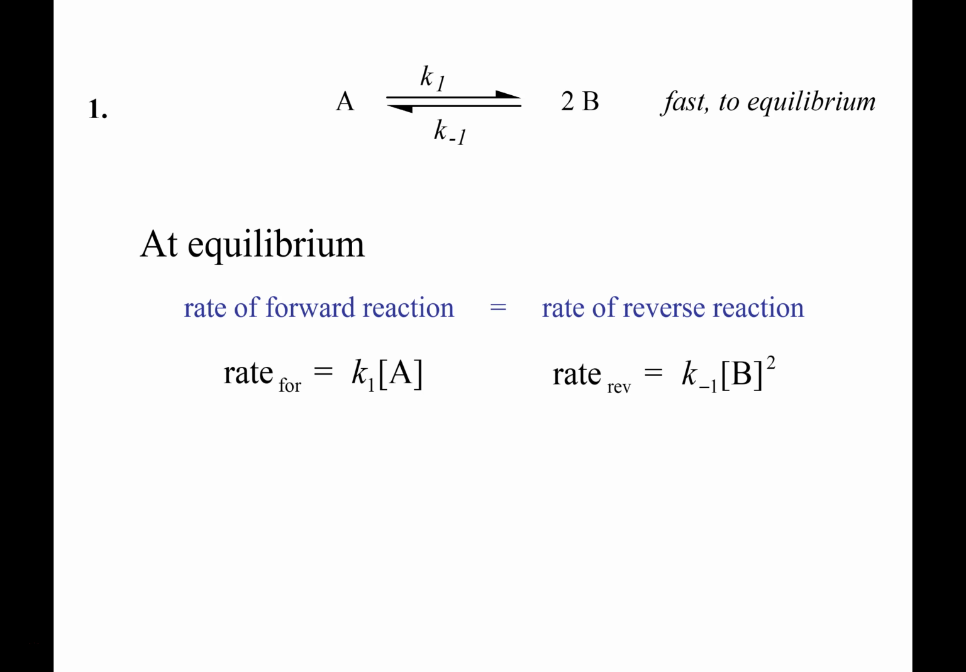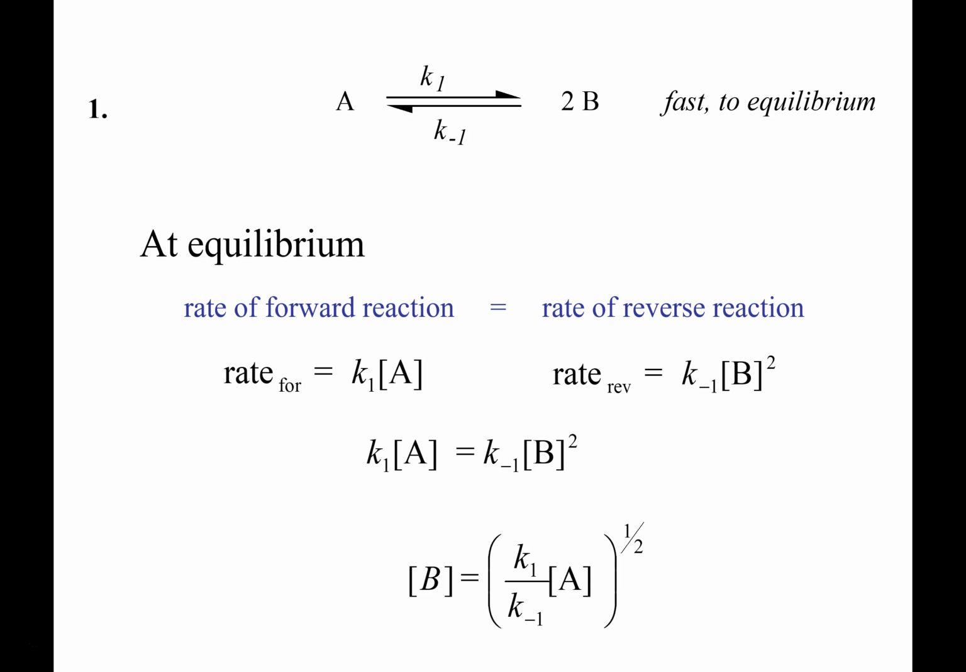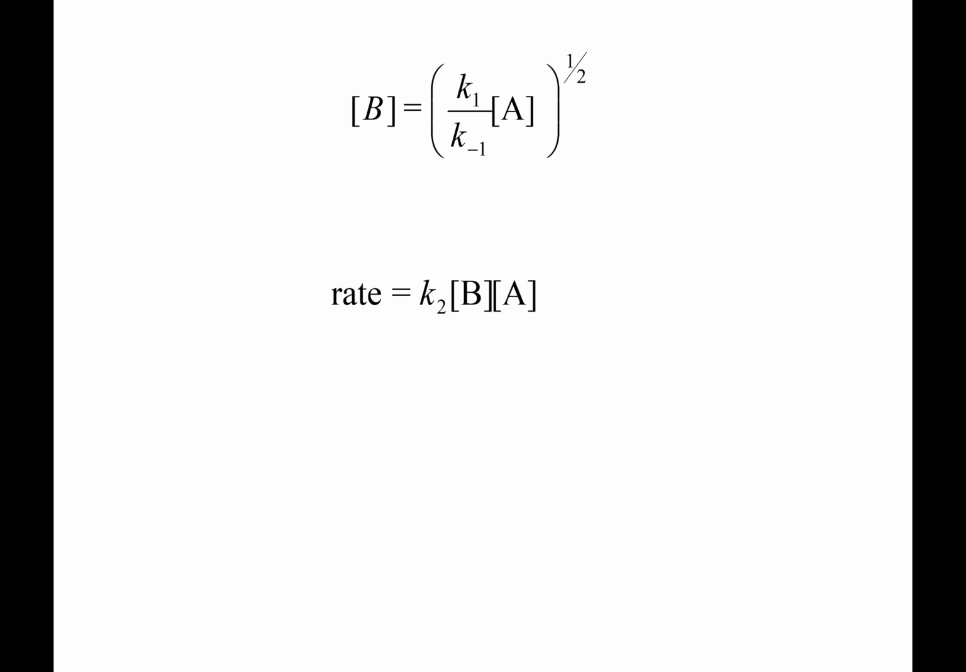It's at equilibrium. We set these two rates equal to each other. K1 molar concentration of A raised to the first power is equal to K minus 1 molar concentration of B squared. Getting B by itself, it looks like this again. Molar concentration of B is the square root of quantity K1 over K minus 1 times the molar concentration of A. And then we're going to go ahead and take that and substitute it back into our rate determining step.